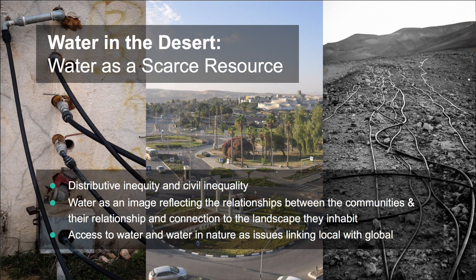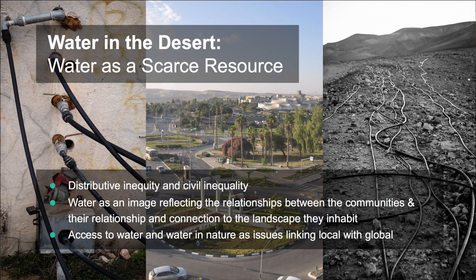The water arrives in their places very, very hot. Their access to the water is pretty difficult. So this shows for us a very good image for the distributive inequity and the civil inequality in the area.